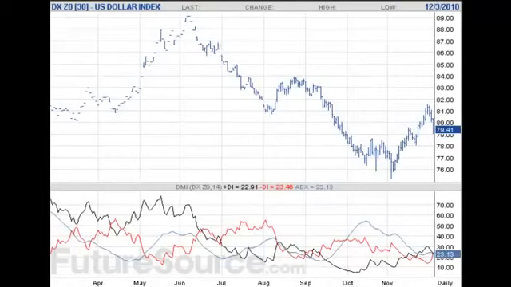Today I want to talk about the ADX, this indicator right down in here. This indicator was developed by Wells Wilder in the 1970s, and it's a trend following indicator.